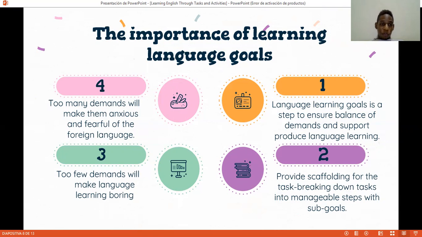And finally, in the fourth point, too many demands will make students anxious and fearful of the foreign language. So if we make our activities too difficult, our students are not going to learn in an effective way. They will feel frustrated and they are not going to complete the activity.